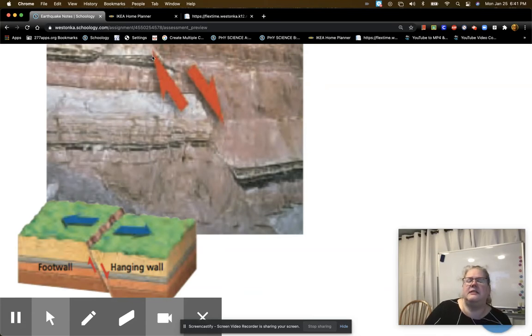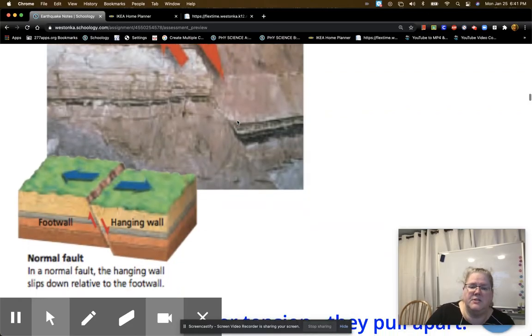Where you would slide down the rock, the fault line, that's your footwall. This one moved from up top down below. It slid down the footwall, so the hanging wall moved down like a normal slide, so that's a normal fault. It's under tension.